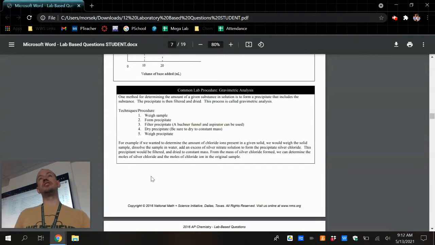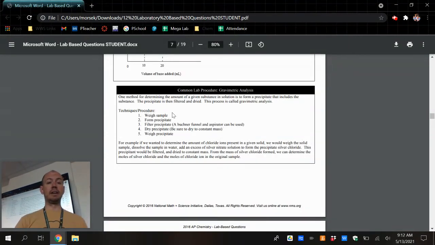Gravimetric analysis is a generic term for any time we're thinking about mass, and really it's most common if we're thinking about making a precipitate. So we mix two things together, we make a precipitate, then we have to dry it off. We form the precipitate, we filter the precipitate, we dry the precipitate, and we weigh it. And when it says constant mass, we dry it a few times, and then once that mass stops changing, that's when we know that it's correct.